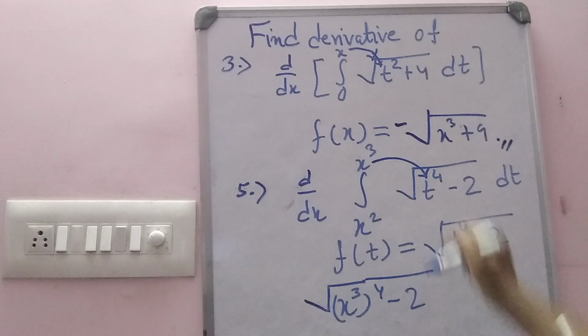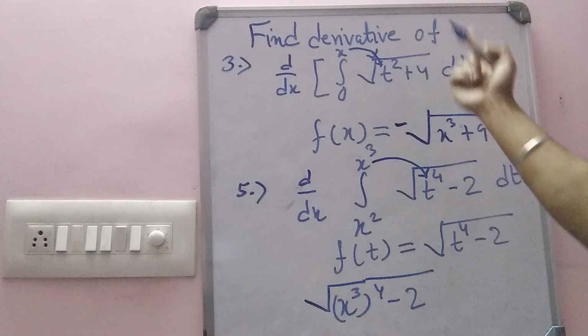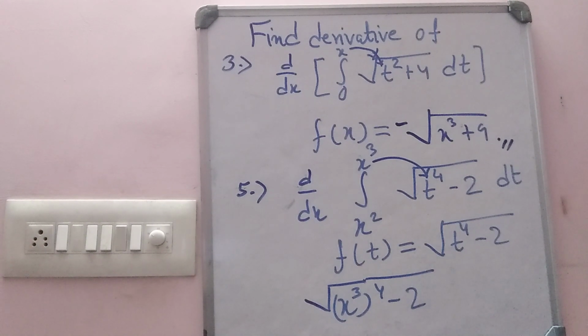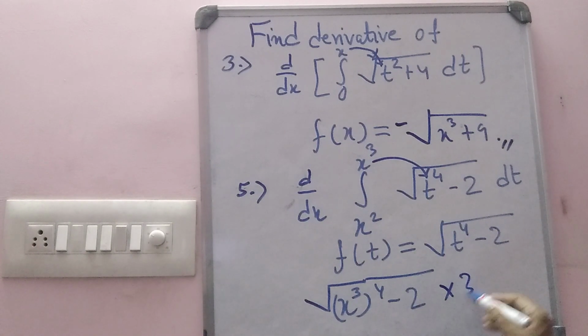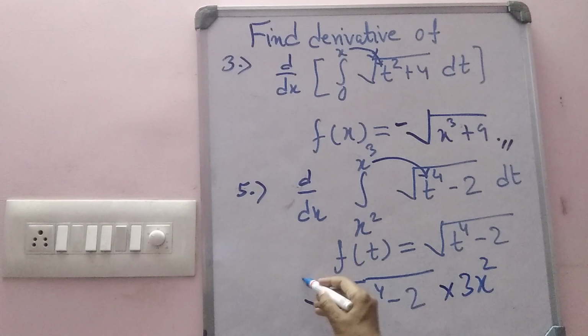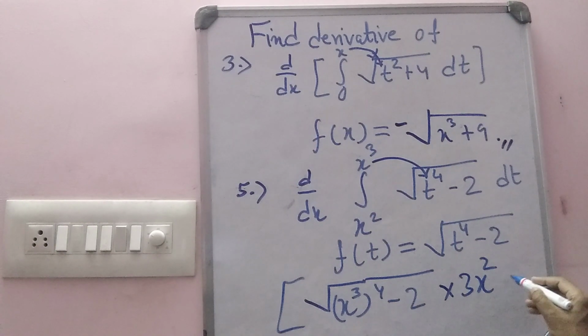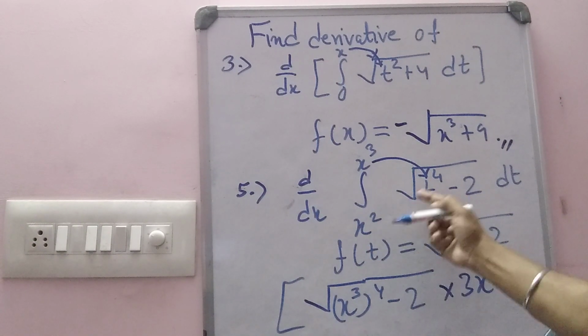And also here one important thing. Earlier it was only x, so the derivative of x is 1. That time we did not take the derivative of that x because it doesn't matter. But here it is x cube, so here you have to take the derivative also. So into the derivative of x cube, which is 3x square. That is for your upper limit. Now for the lower limit. You know always upper limit minus lower limit. So minus the lower limit, which is x square.